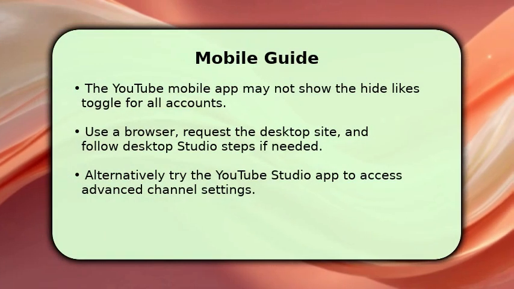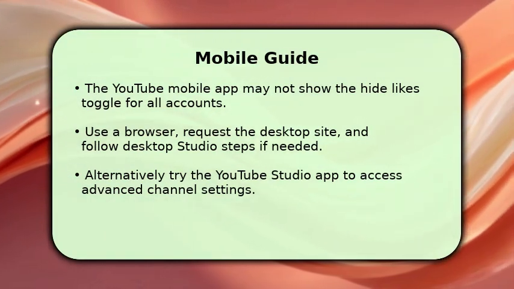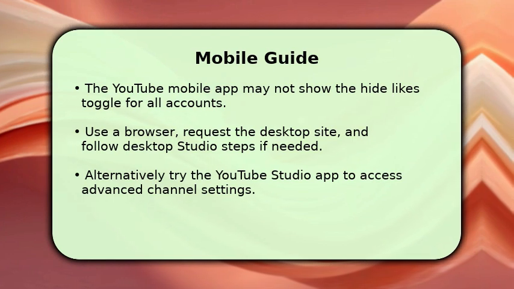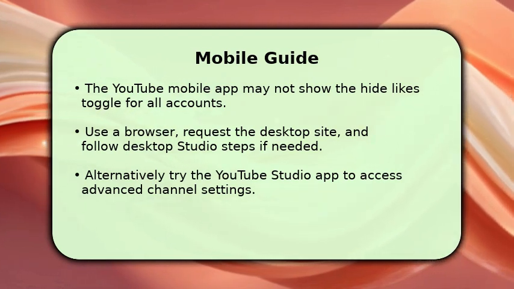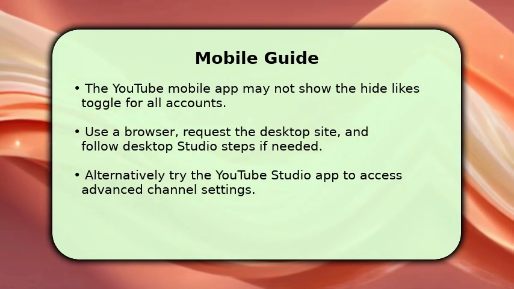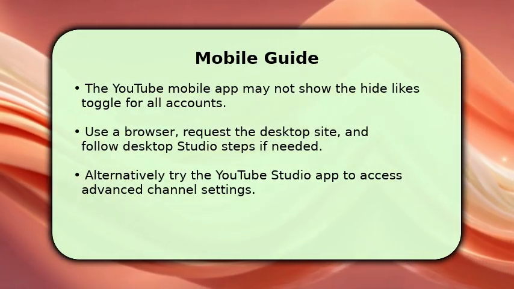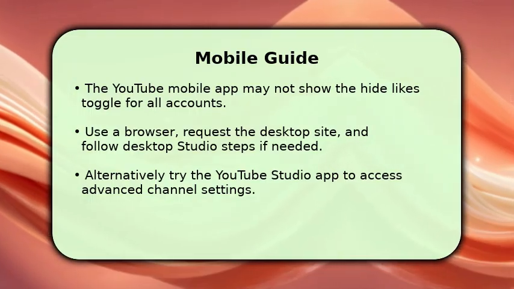On mobile, the YouTube app does not provide the Hide Likes toggle in all accounts. Open a browser, request the desktop site, sign in, then access YouTube Studio and follow the desktop steps to toggle hiding likes. Alternatively, use the YouTube Studio app to edit channel advanced settings if available on your account.